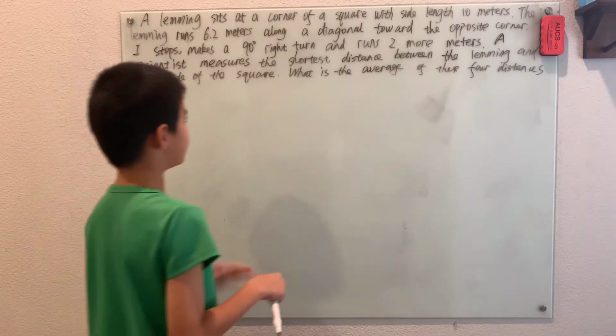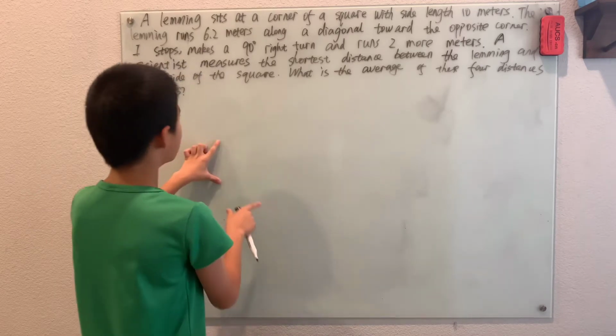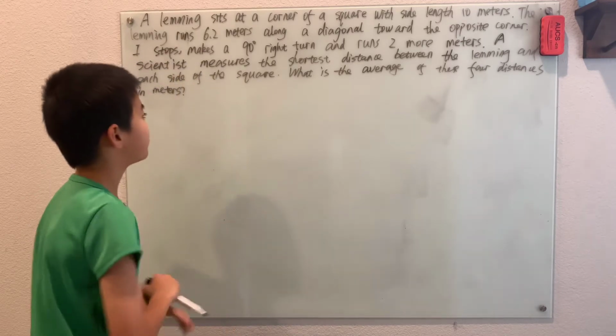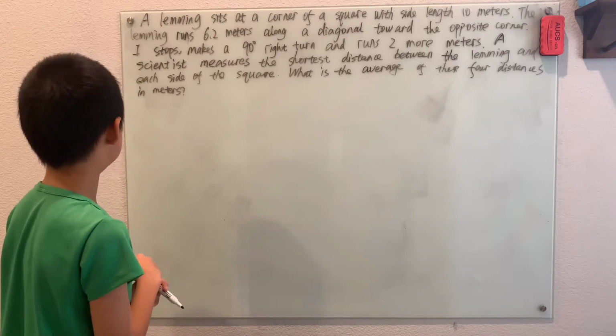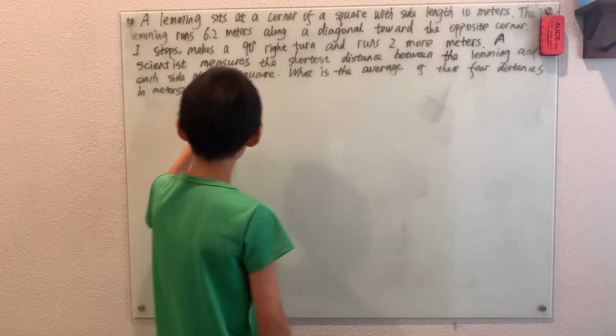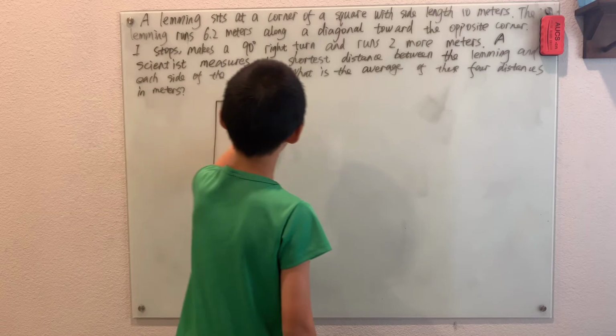A scientist measures the shortest distance between the lemming and each side of the square. What is the average of these 4 distances in meters? So let's draw out this problem a little bit.